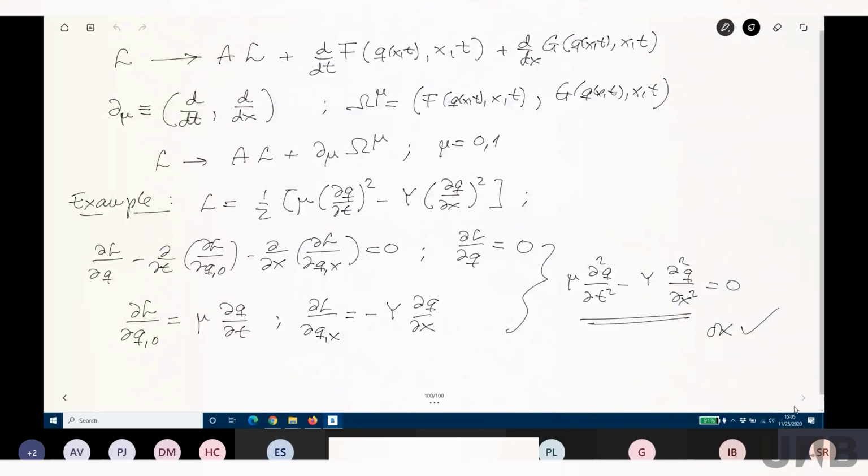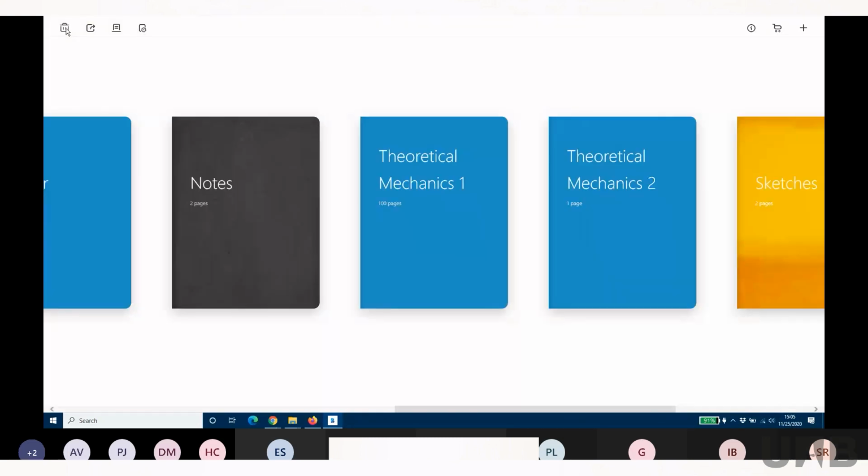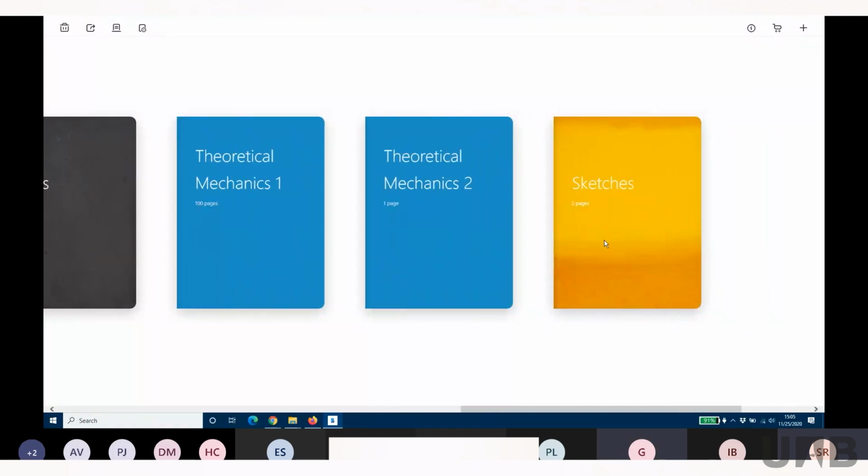Now, that's page 100, so that means I have to change notebooks. Okay, so I'm going to change notebooks. Any questions at this point? No. Okay.